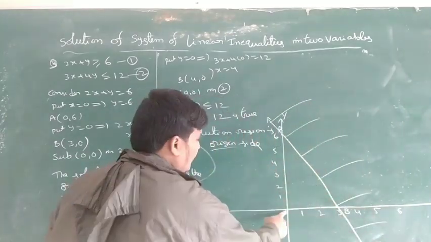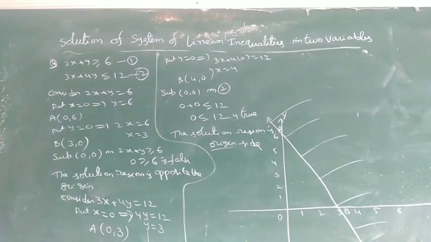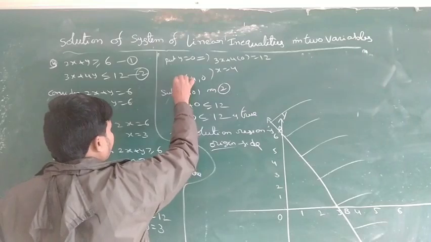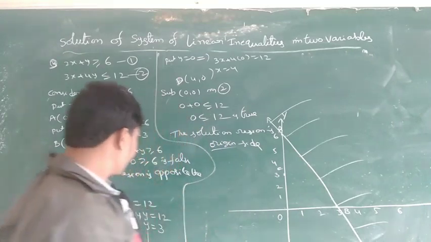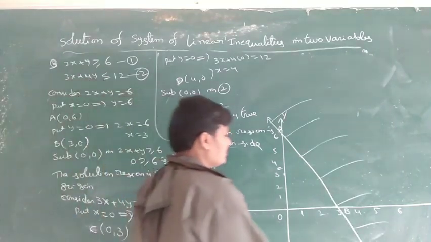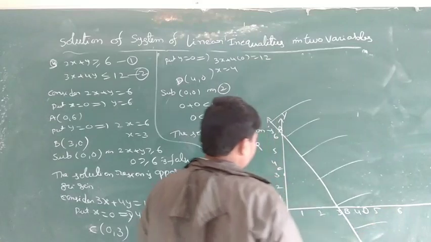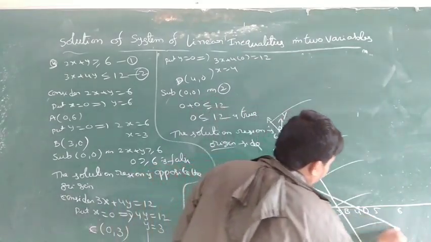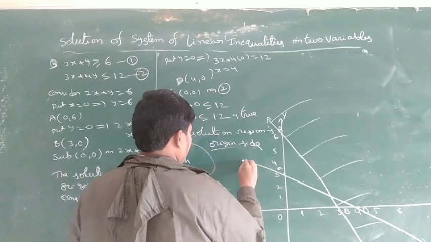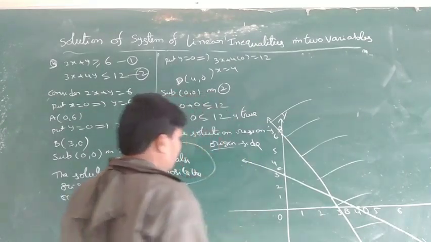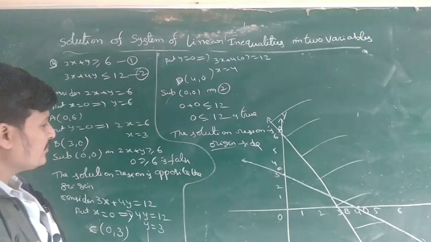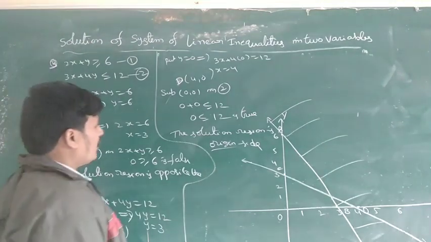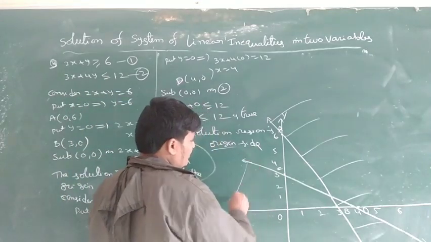False means opposite to the origin. Next is C. This is point C, 0 comma 3. Next, point D is 4 comma 0. This is point D. This is the true condition. True condition means the origin side. So origin side means this is the origin side.